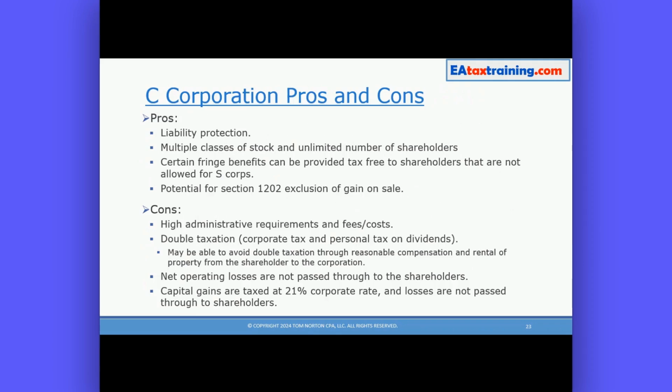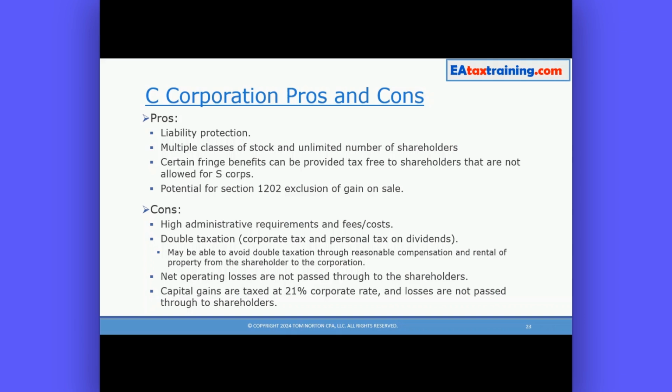So what are the pros and cons of being a C corporation? Well, the pros are, again, liability protection. Secondly, they can have multiple classes of stock and an unlimited number of shareholders. So that is different than an S corporation that we'll talk about next.